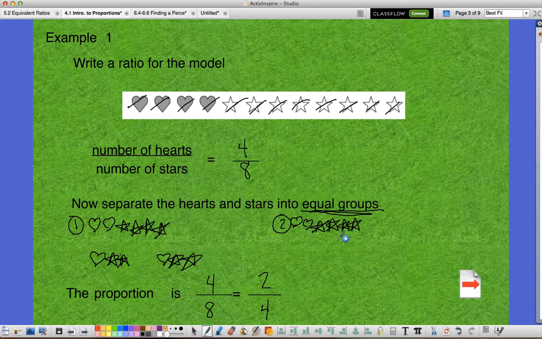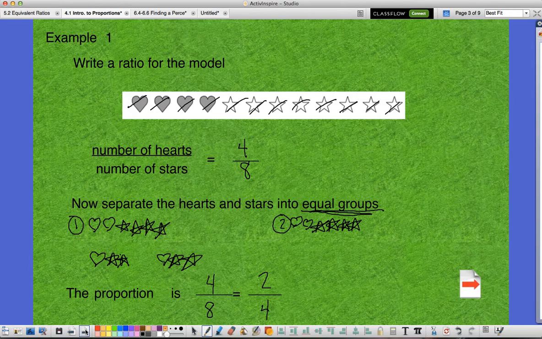So basically what you're saying is, if I can take this and split it into separate groups, and it has to be 2 separate groups, and they have to have the same amount of hearts in each and the same amount of stars in each, or whatever you're working with, and there has to be none left over. If there's some left over, then it's not really going to work unless you break it into decimals.